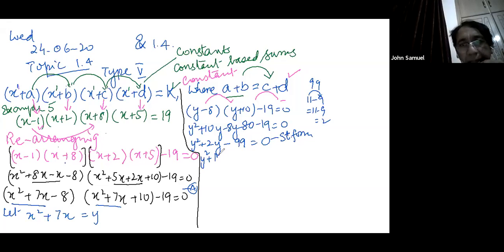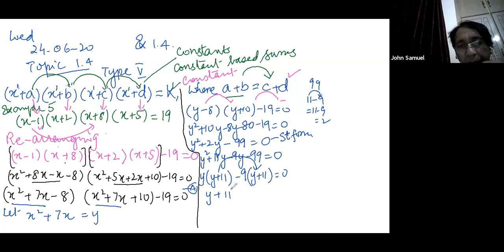y square plus 11y minus 9y minus 99 is equal to 0. So we can take common y from here, y plus 11, and similarly minus 9 we can take common here. As minus we have taken common, both the terms will change into plus. So this will become plus y, and similarly plus 11 we can write, 9 times 11 is equal to this one. Now y plus 11, we will take common from both of them, and another is y minus 9.